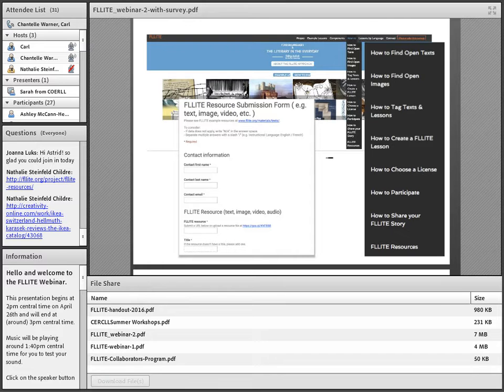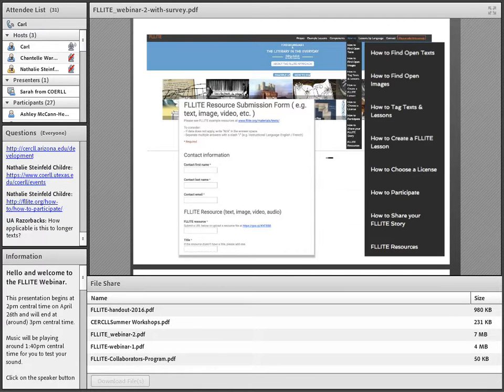And at this point, I will open things up. Seeing one question coming in about how applicable this is to longer texts. Thank you for that question. So part of the reason that I worked with a poem today is practicality. I think this is completely applicable to longer texts as well.